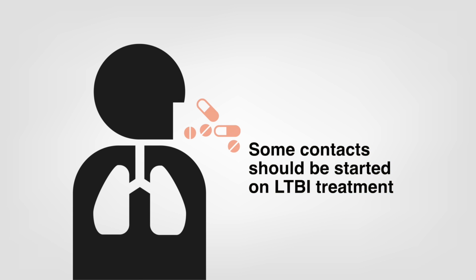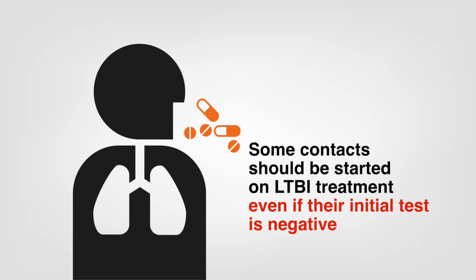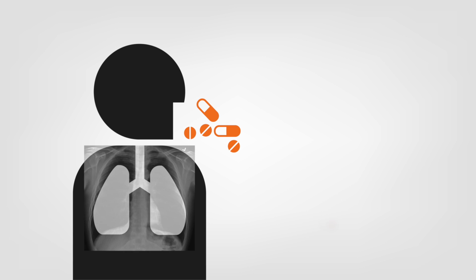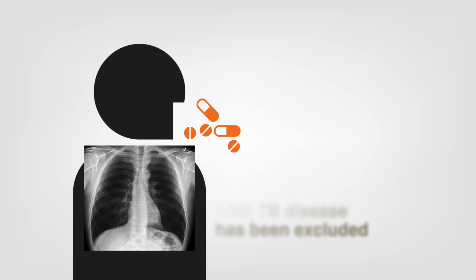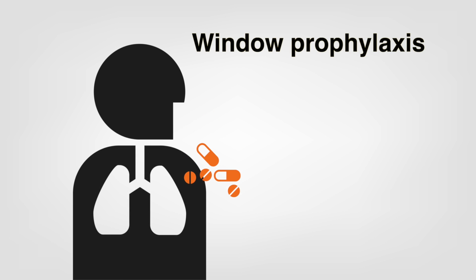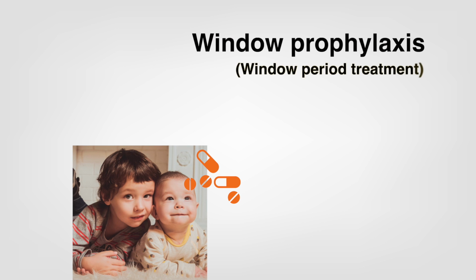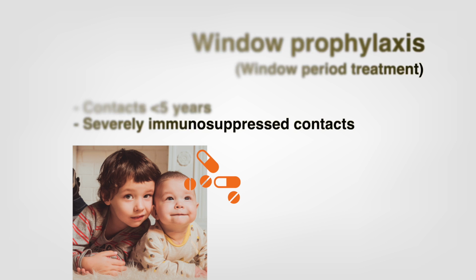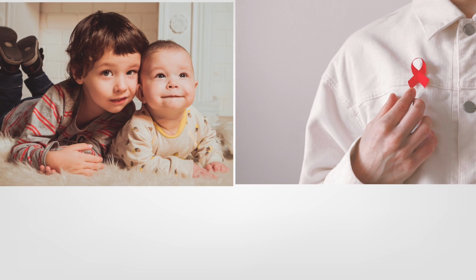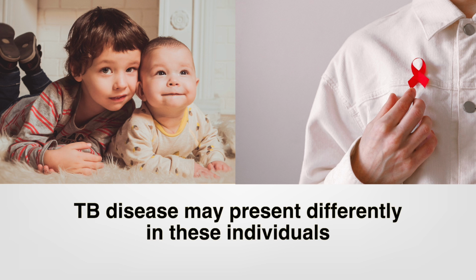Some contacts should be started on treatment for LTBI even if their initial test for TB infection is negative, as long as their chest radiograph is normal and TB disease has been excluded. This treatment, known as window prophylaxis or window period treatment, is indicated for contacts younger than 5 years of age and those who are severely immunosuppressed because of the risk of progression to severe disease. TB disease may present differently in these individuals, so expert consultation is recommended.